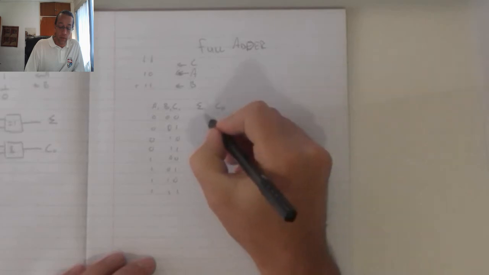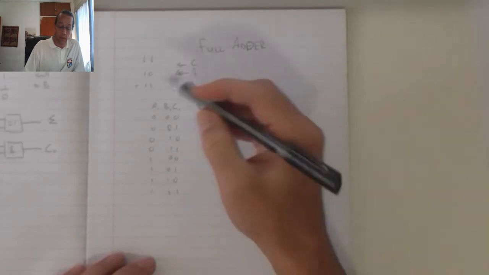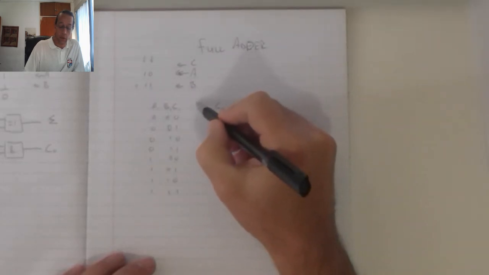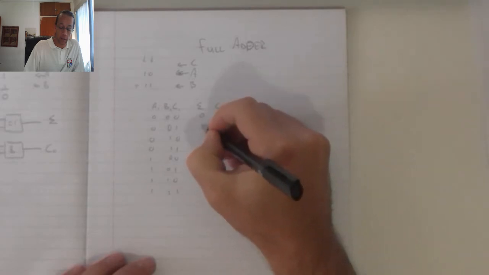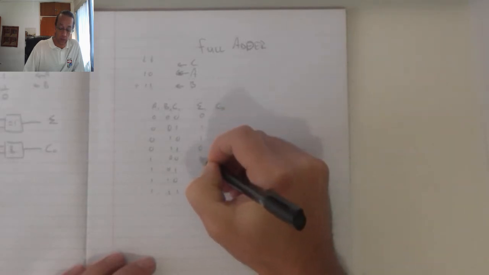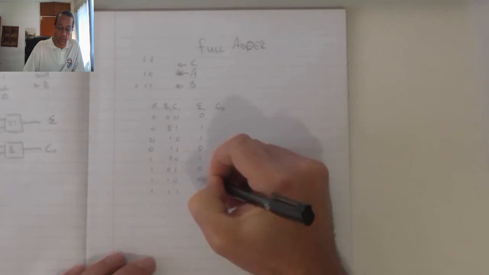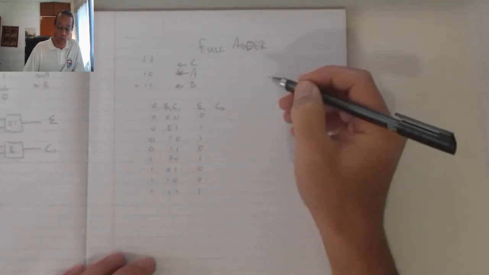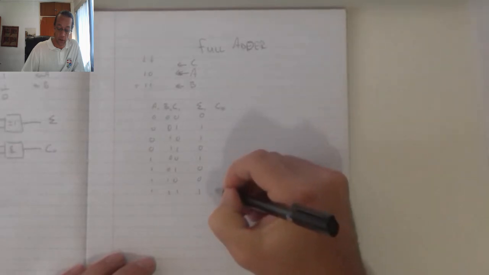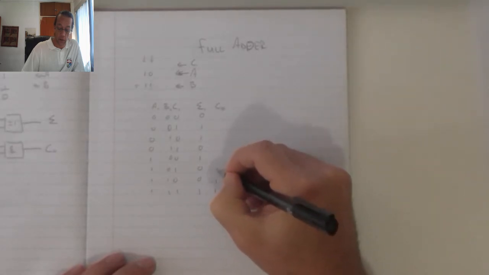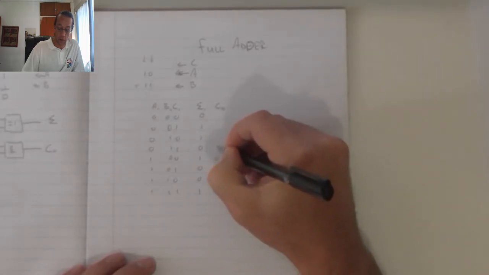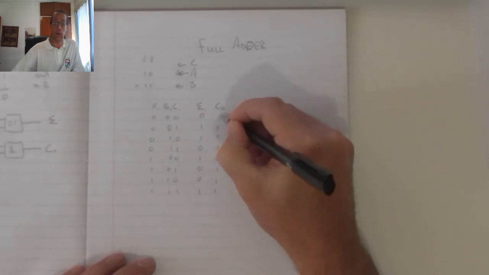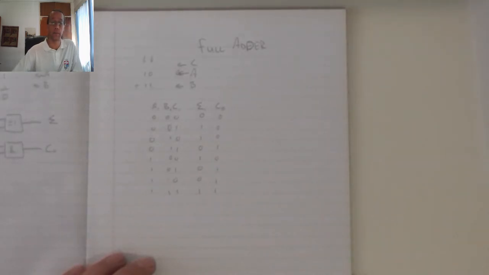when looking at this, we see from the half adder that the sum column is looking for an uneven number of ones. Okay, and the carryover looks for 2 or more ones. So there's 2, there's 2, there's 2, and then there's 2, like that.